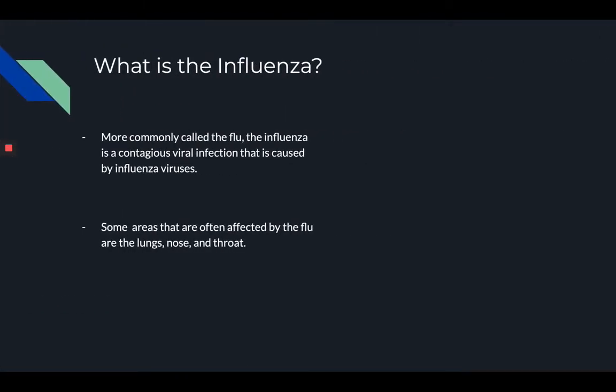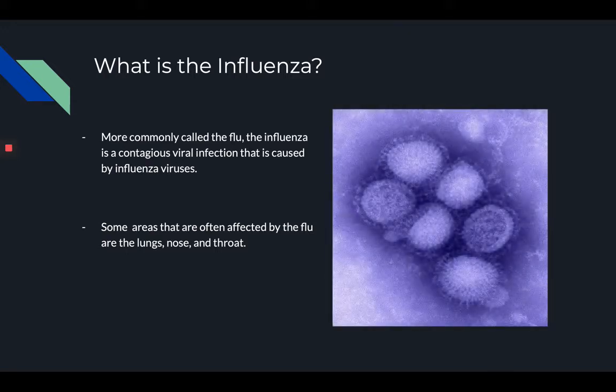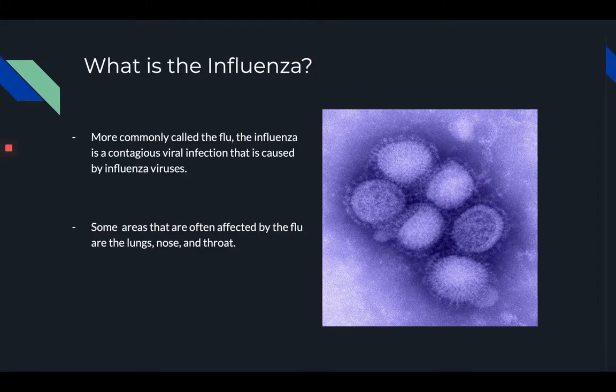So, first things first, what is the influenza? Well, the influenza, which is more commonly called the flu, is a contagious viral infection that is caused by influenza viruses. Some areas that are often affected by the flu are the lungs, nose, and throat, meaning that when patients become susceptible to the influenza, they will normally notice symptoms in these main three areas.